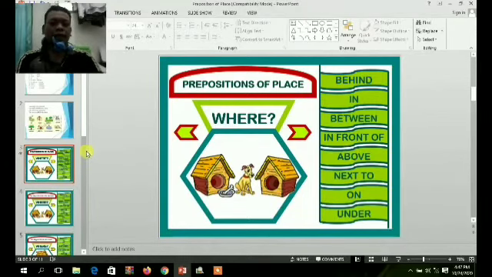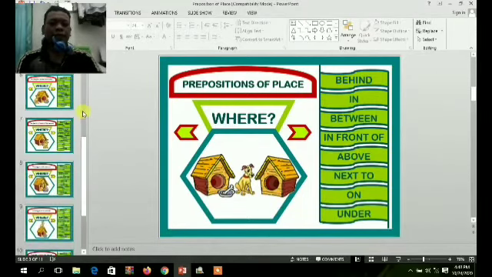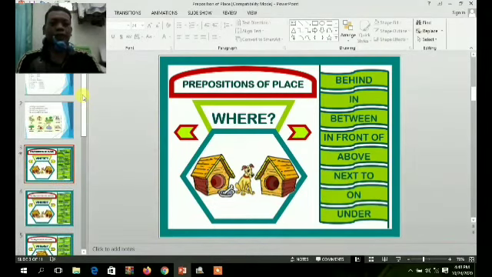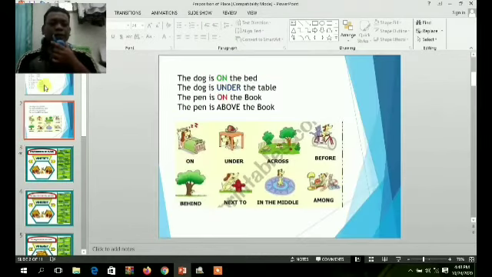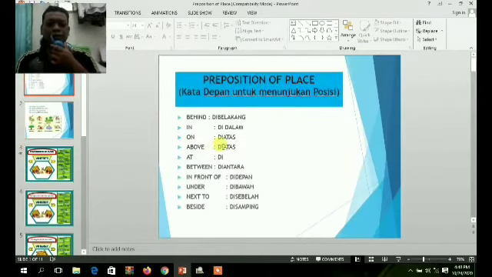Okay, I think that's all for today. After this, you are going to do small exercises related to the prepositions of place. So I think you have already understood the differences of some of these prepositions, right? Sudah tahu bedanya ya. So I think that's all for today. That's all my explanation about the prepositions of place.